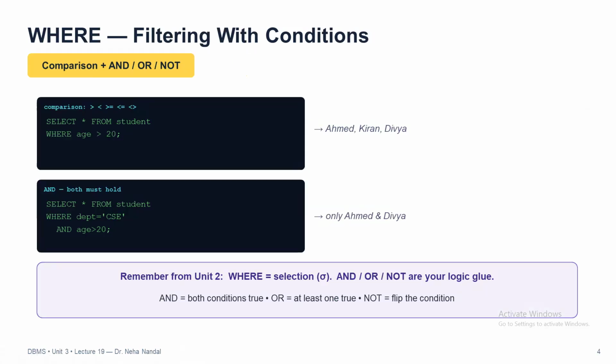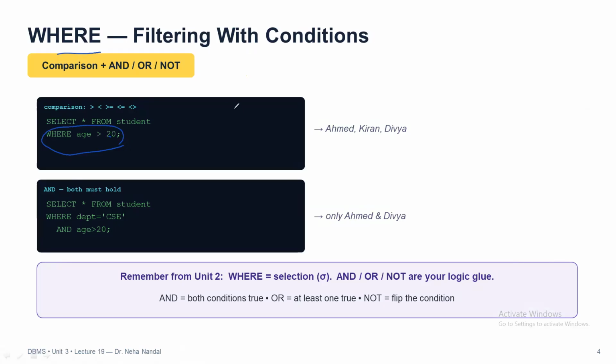First, WHERE. So what will WHERE do? WHERE will filter the rows. So that is the thing. WHERE is utilized to filter the rows, to give the conditions.